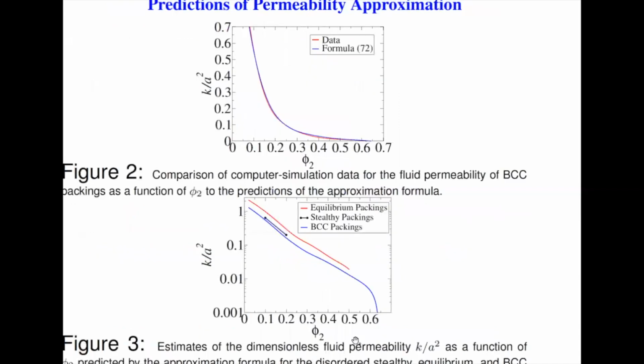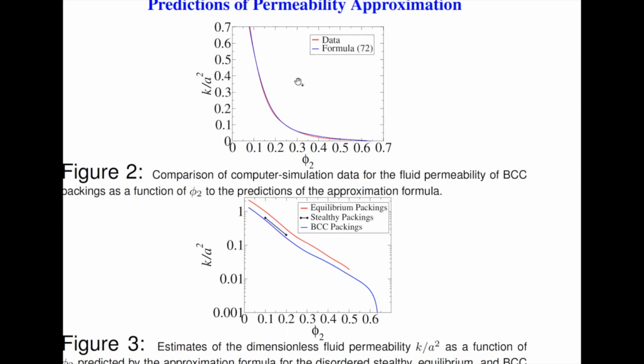And here is a prediction. So we have exact data for the fluid permeability, essentially exact, done by Sangani and Acrivos a long time ago for BCC, the body-centered cubic. We can then compute the mean pore size, or the second moment, for the same exact model, and compare the prediction of that formula to the data. And you can see that it falls very, very closely to the data, right?